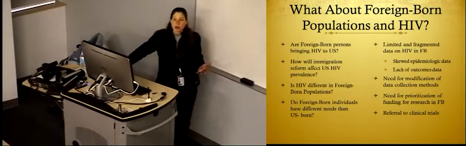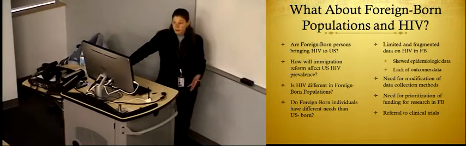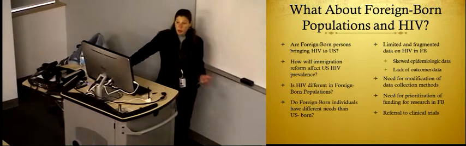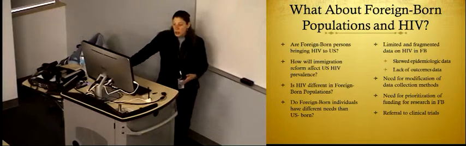First of all, just some questions that I thought we'd ponder today, and I'll show you some information about. One question is, are foreign-born persons bringing HIV to the United States? And how will immigration affect U.S. HIV prevalence rates? Will it go up because of increased immigration with immigration reform, stay the same, go down, etc.? Is HIV different in foreign-born populations? Is there a reason to collect data about them in a specific way, specifically about foreign-born individuals? And do foreign-born individuals have different needs from U.S.-born individuals? I think we could all answer that pretty simply, yes.